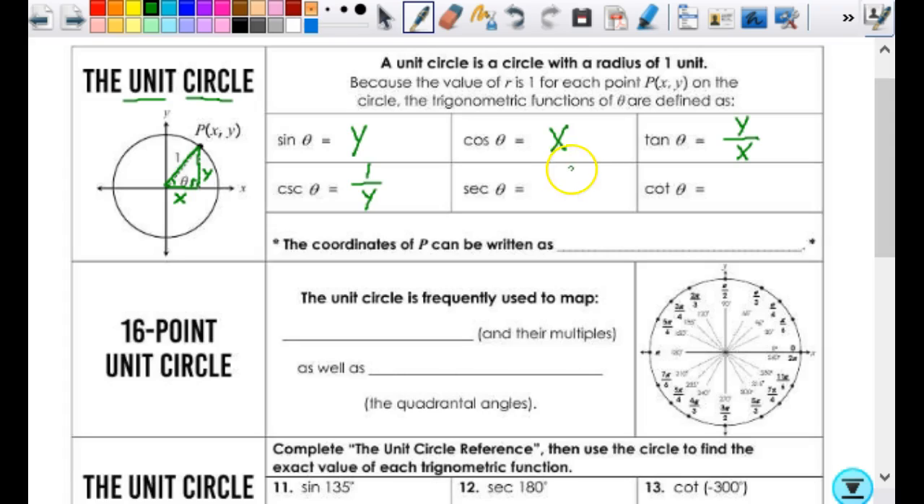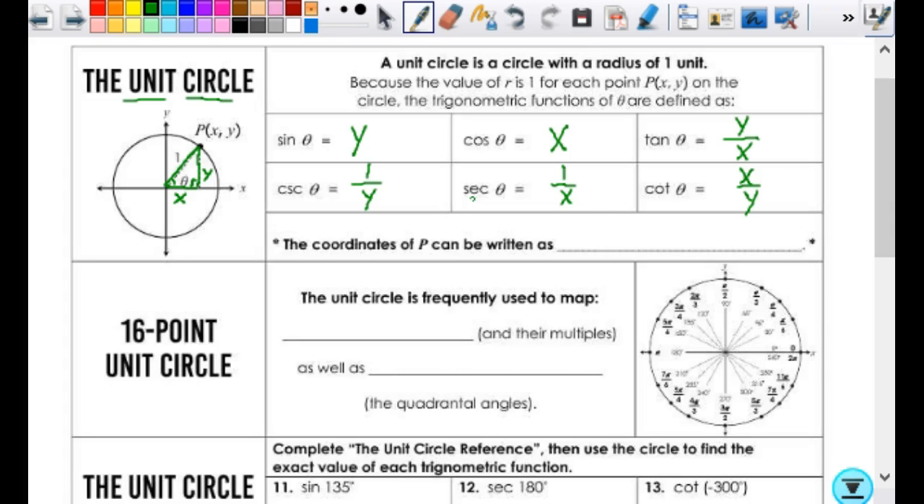Secant is the reciprocal of cosine, so it's 1 over x. Cotangent is the reciprocal of tangent, so it's x over y. Notice that in each pair that are reciprocals of each other, there's only one "co." Here's a cotangent, a cosine, and a cosecant. And S and C, C and S, they don't match, so that can hopefully help you keep them straight.